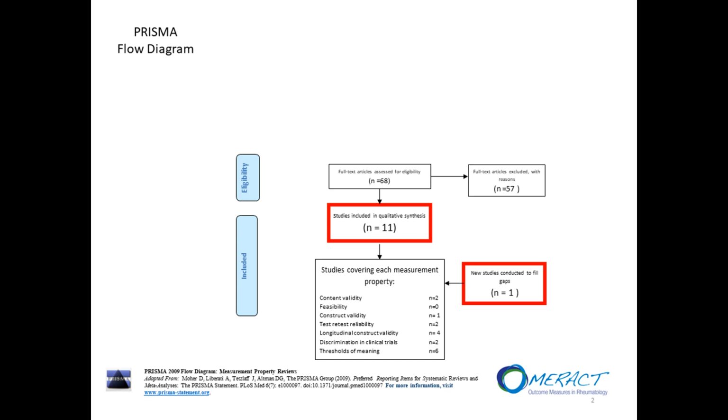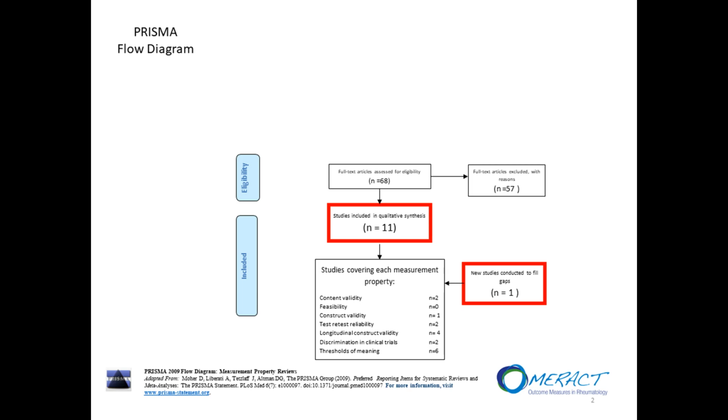And then on the right hand side you see a very important box, which is the new studies that were conducted to fill gaps. And the group did one study that was conducted to fill gaps, and that then gets added in for a total of 12 studies. But what happens now is that we need to identify which measurement properties were studied in each of these papers, because they aren't going to necessarily study the same type of measurement properties.